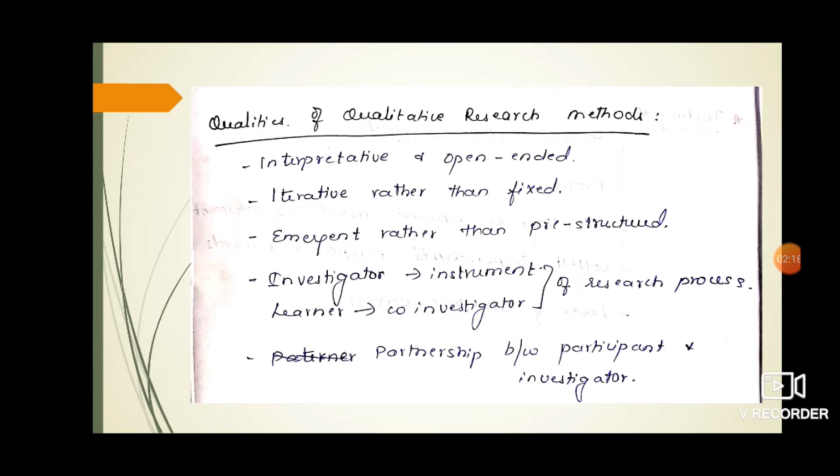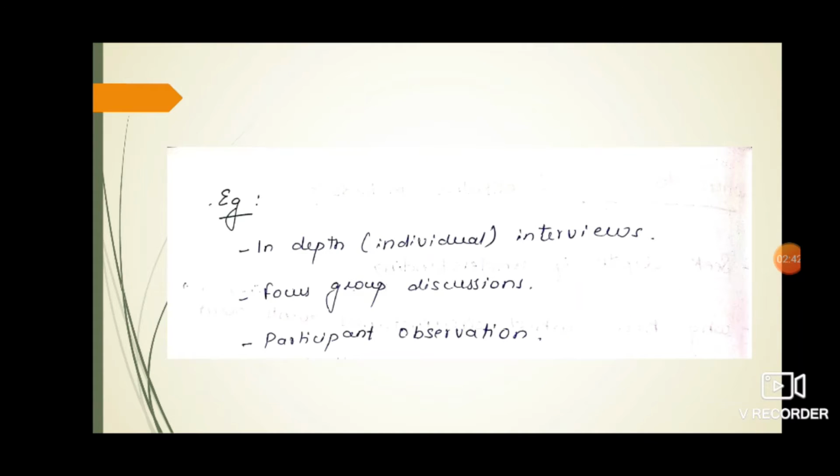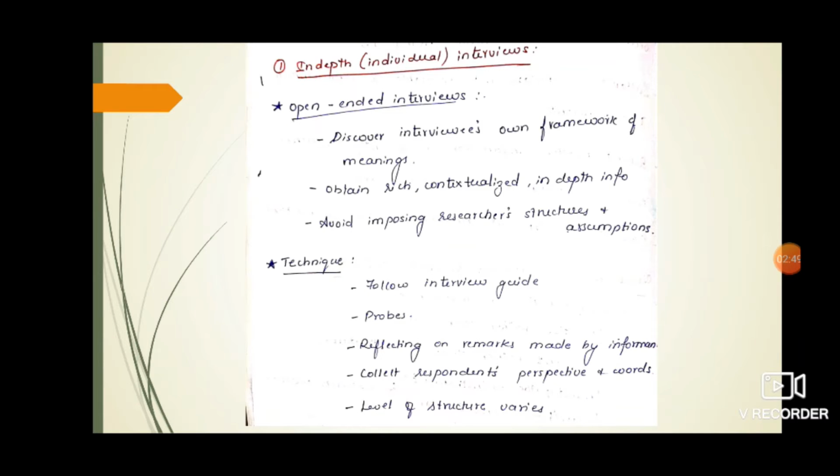It is used when we need to provide insight into the meaning of decisions and actions. The qualities of qualitative methods are that they are interpretative, open-ended, and iterative rather than fixed. They should be emergent rather than pre-structured, and the investigator is the instrument and the learner is the co-investigator of the research process, with a partnership between the participant and investigator. Examples are in-depth interviews, focus group discussions, and participant observation.